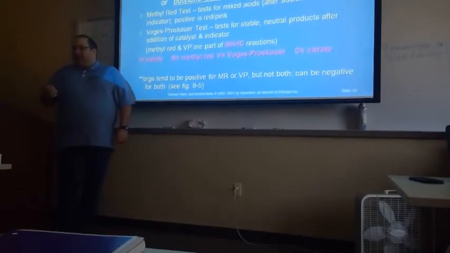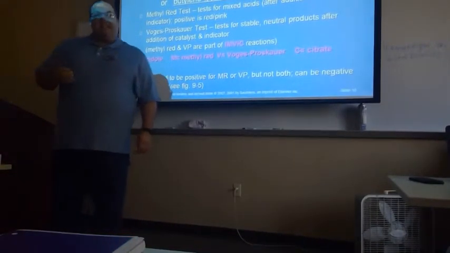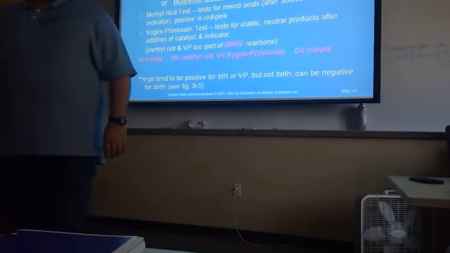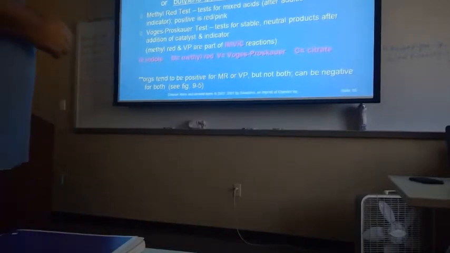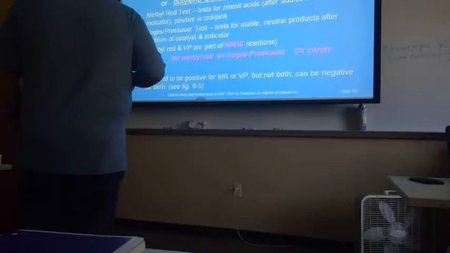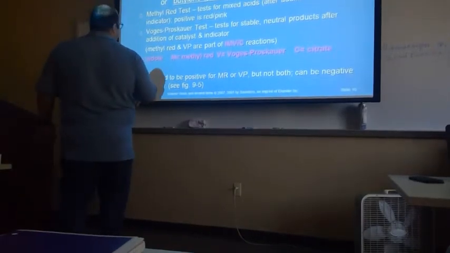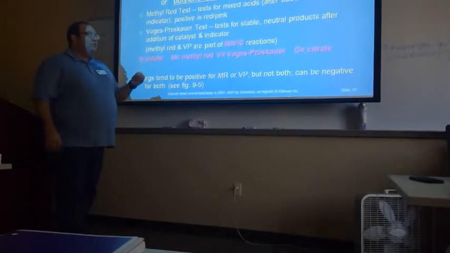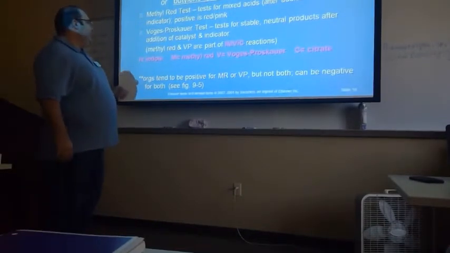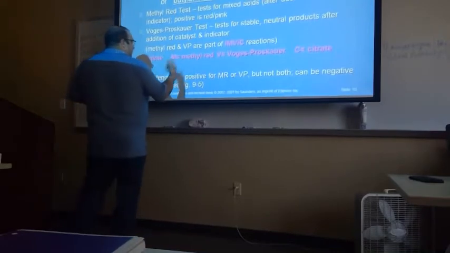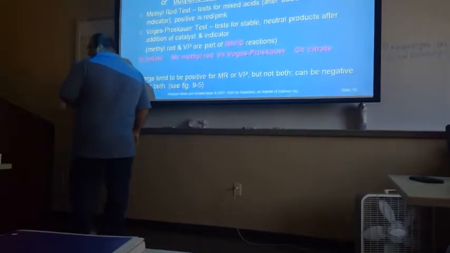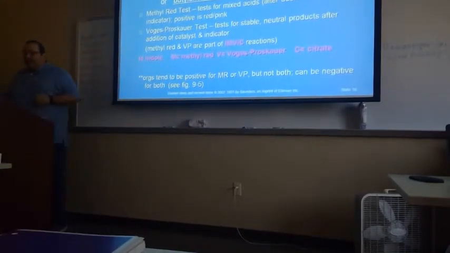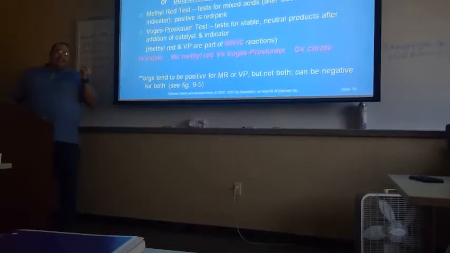The methyl red test, we mentioned some of these are mixed acid producers. Let's test for that. You add methyl red indicator, positive will turn pink. The Voges-Proskauer tests for stable, neutral products after the addition of the indicator. The methyl red and the VP, we'll talk more about. So you're going to need to know that MVIC reaction, what's in the MVIC: indole, methyl red, Voges-Proskauer, citrate.